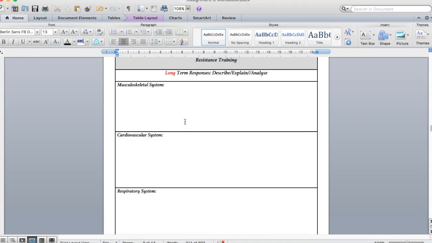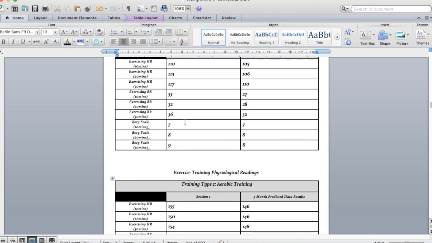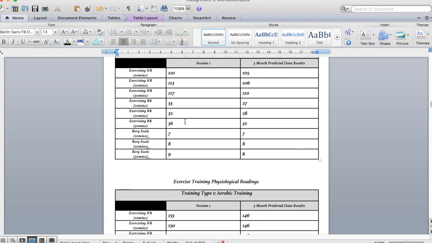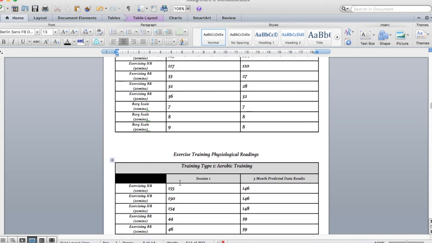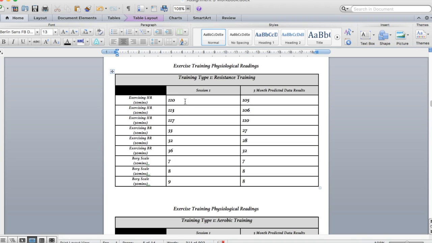If we go up to our data, so here we are at our data, if we look at some of the acute responses, what we experienced, there's one similarity: you can see that both breathing rate and heart rate increase in both of these exercises, aerobic and resistance. Okay, so it's continually increasing.